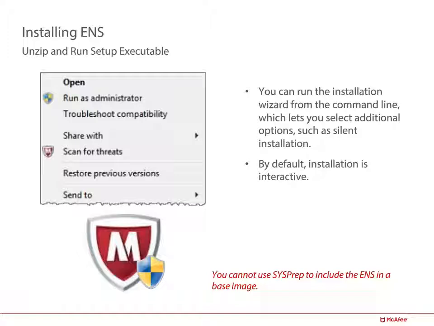Installing ENS, as I said before, you download the bundled package, you unzip it, and then you run your setup executable. If you get a problem, you might have to go in and select Run as Administrator. Now, I want to mention it is all interactive for the installation, so you'll have pop-ups all along the way. It is not a silent install unless you make it a silent install using switches. But we do want to point out, you cannot use sysprep to have where it's already installed in a base image. You actually have to install it manually unless you have it installed by EPO, with your managed systems.